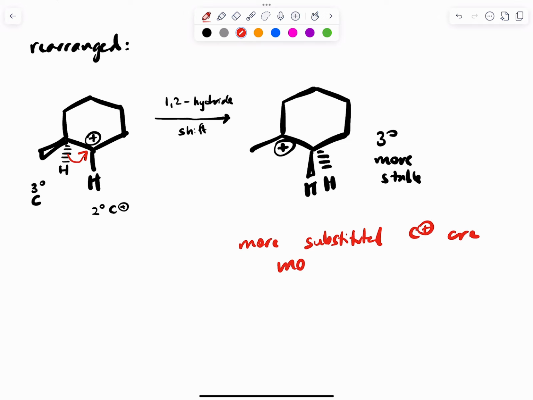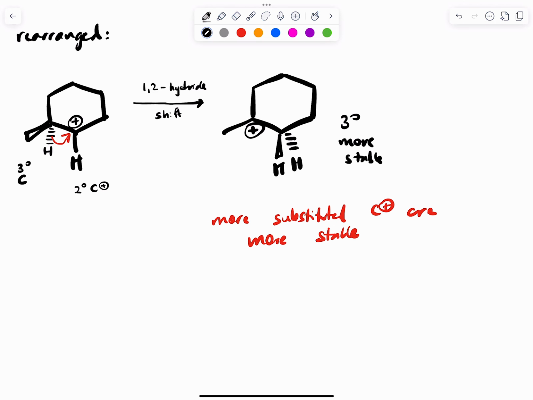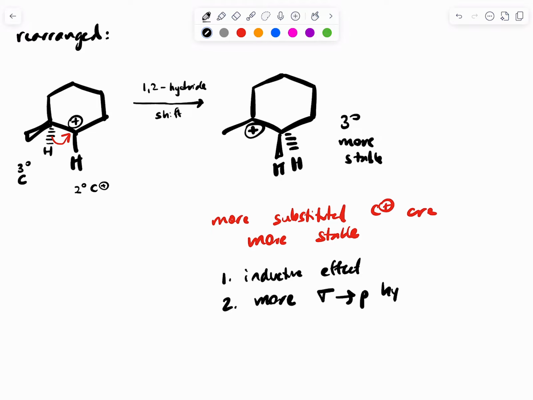The first was the inductive effect. Alkyl groups are electron donors to electron poor sp2 hybridized carbons. And the second was more opportunities for sigma to p hyperconjugation that are possible when the carbocation is more substituted.